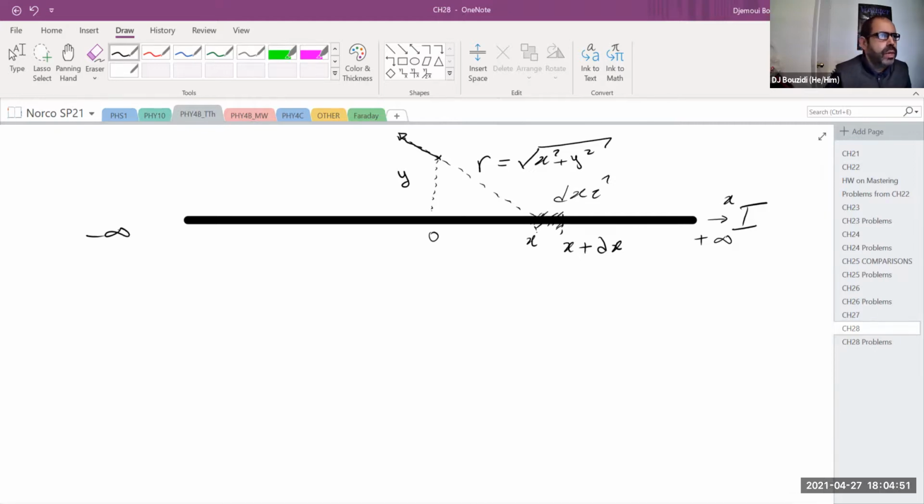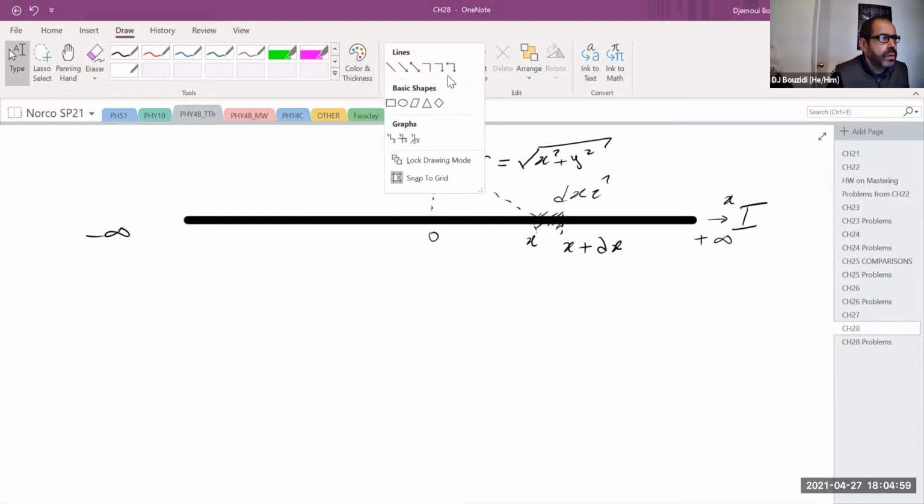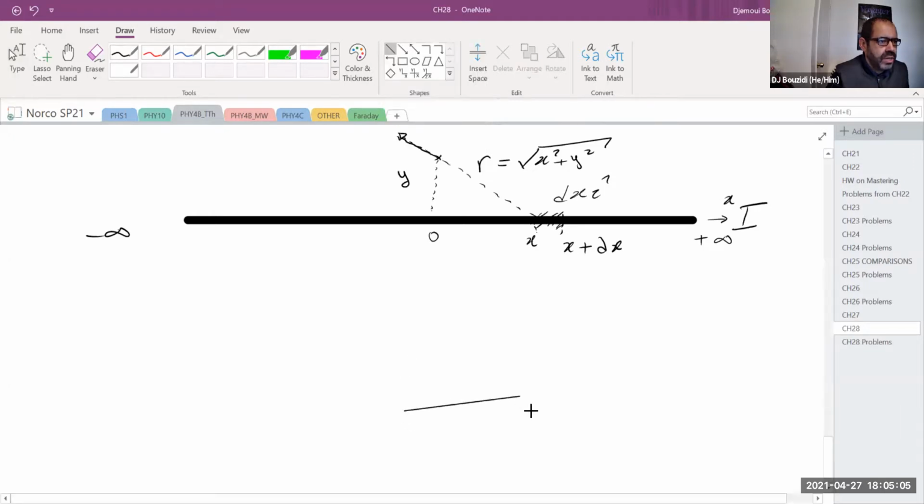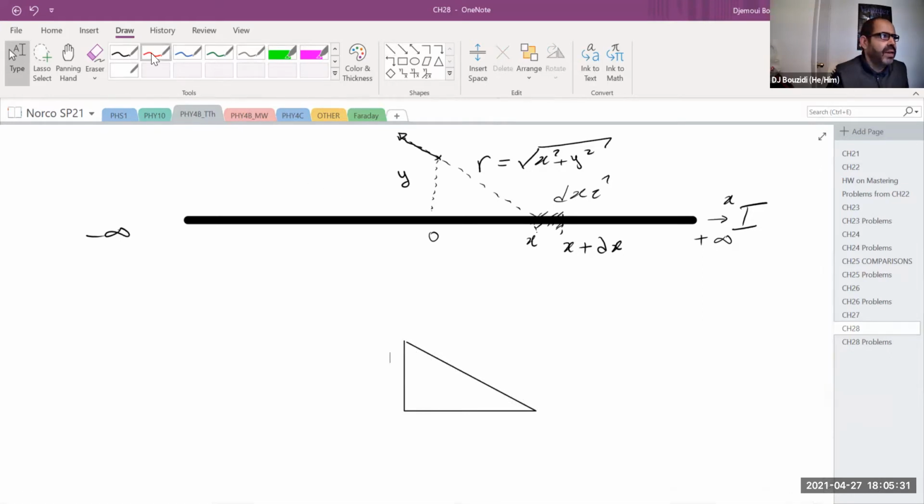Okay. I'm going to draw this triangle again, and hopefully we can see what's going on in it. Okay, so this is more or less the triangle that I have drawn.